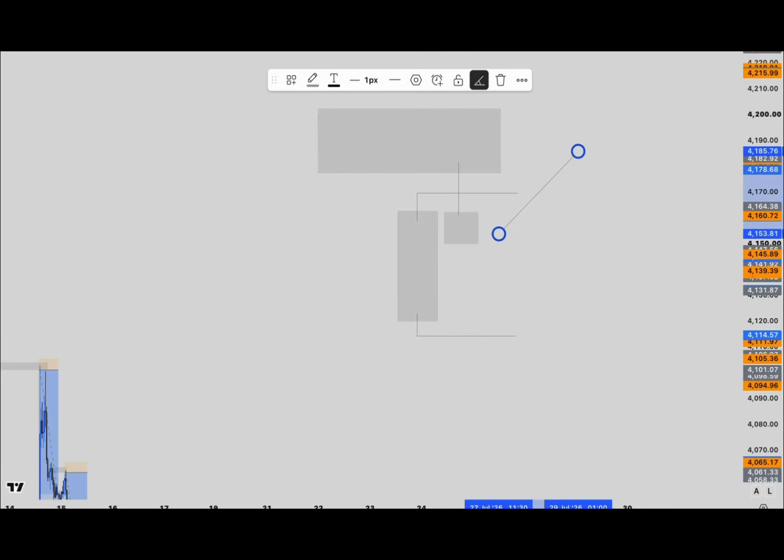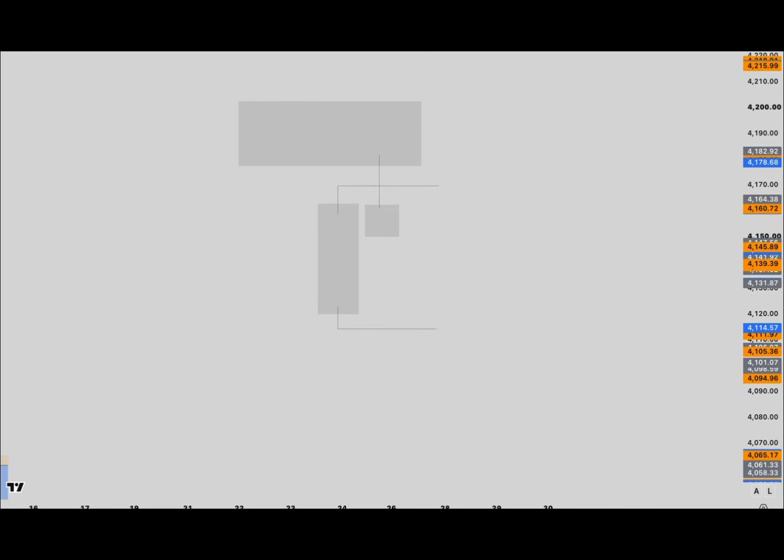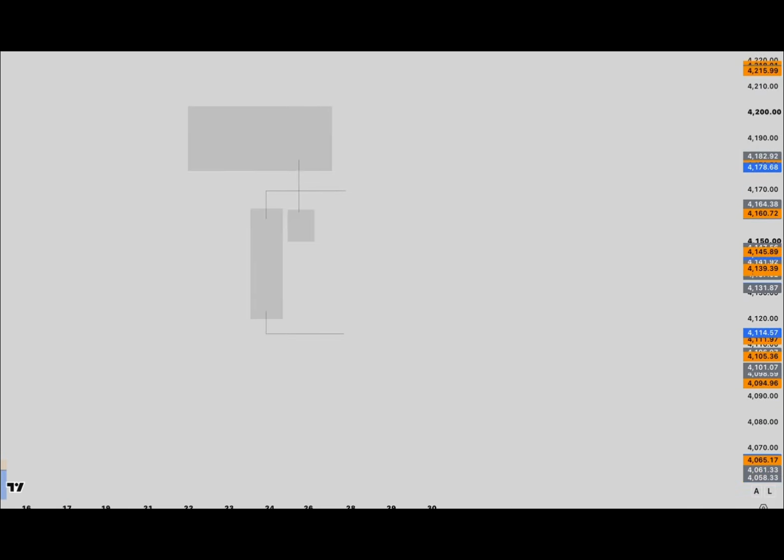So that is how the CRT concept works. Now, I told you guys that there are different types of CRT. Sometimes you might have a CRT like this. Let's assume this is our key level, our range candle, like this, our range candle's wick above, and our range candlestick wick below. Now, we might have a CRT like this.